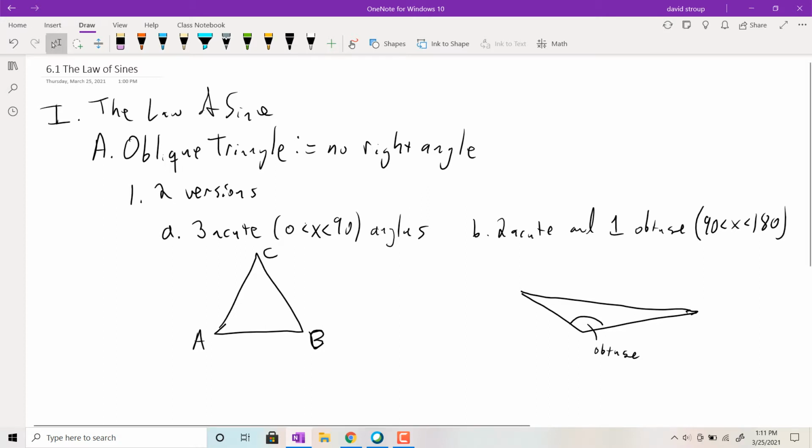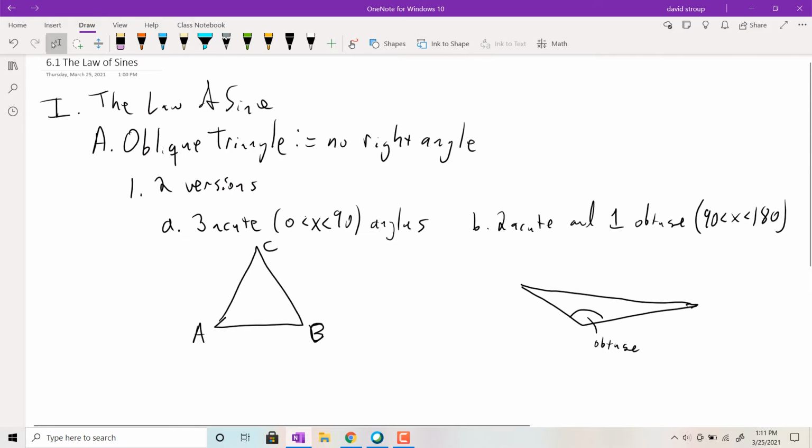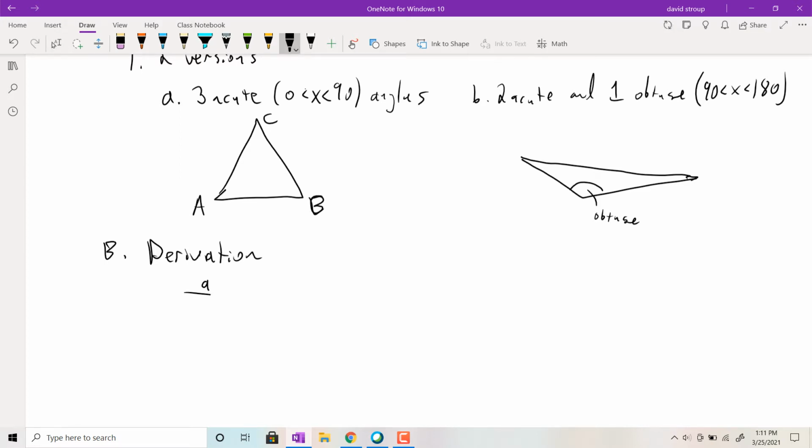The law of sines is basically three things that are equal to each other. Maybe I should show you what the law of sines is. Section B, we're going to derive these formulas. Derivation. The formula is a over sine, and maybe I should draw a triangle.